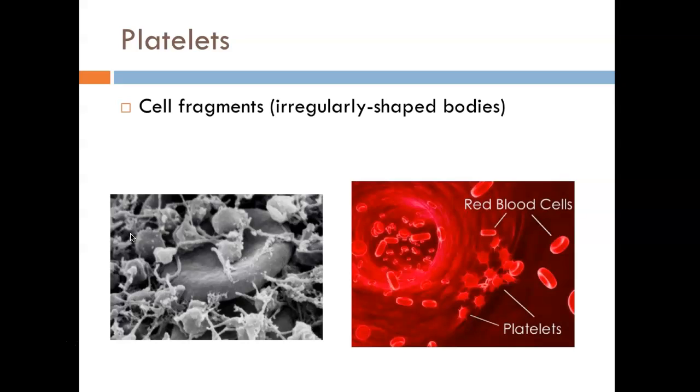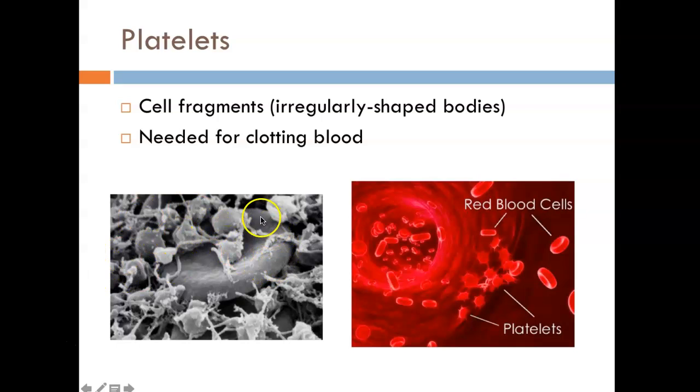So platelets are cell fragments that are like irregular shaped bodies, because if you think about it, the job of a platelet is just to cause blood to clot and to kind of plug up an injury. And so they don't really need to function like a regular cell. And I think you have that there. So it's needed for clotting blood.